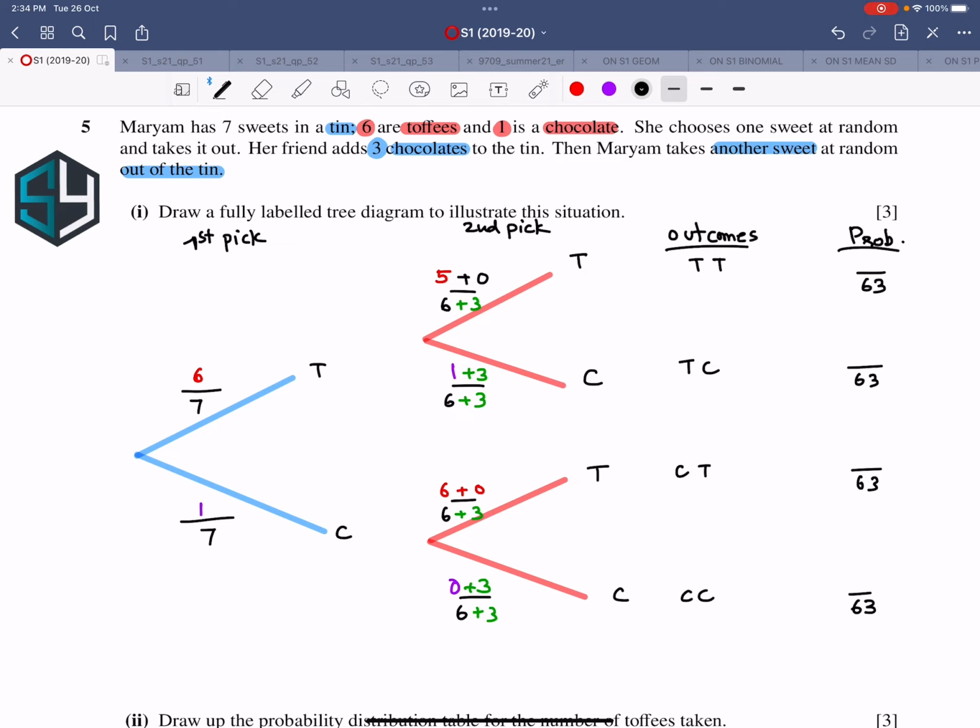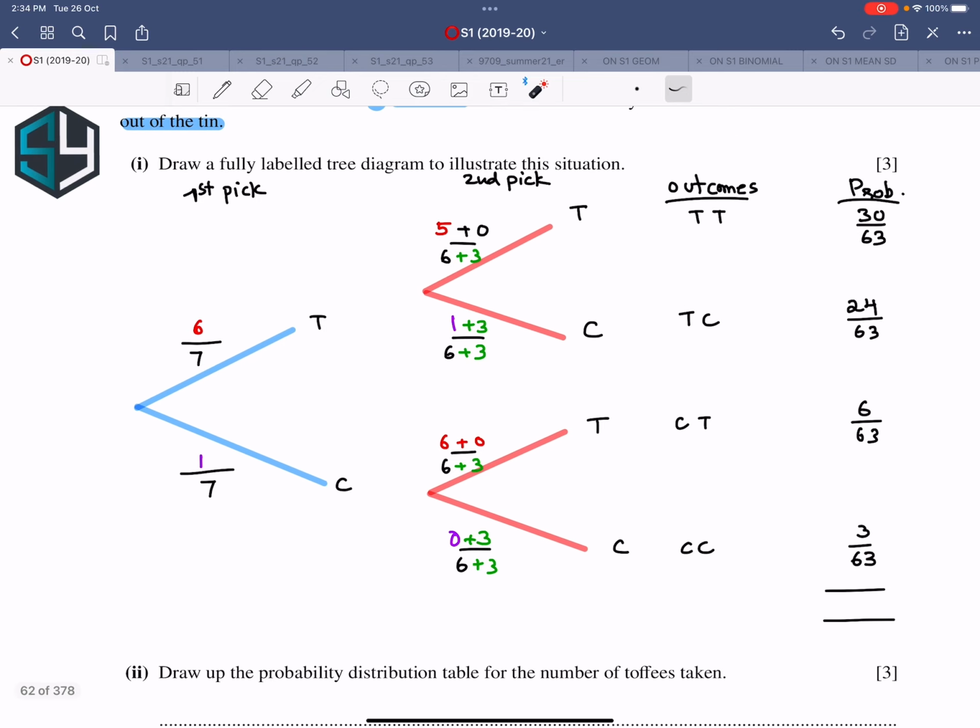Simply multiply the numerator. 6 into 5 is 30. 6 into 4 is 24. 1 into 6 is 6. 1 into 3 is 3. Double check once and for all. 30 plus 24, that's 54. 54 plus 6 is 60. 60 plus 3 is 63.